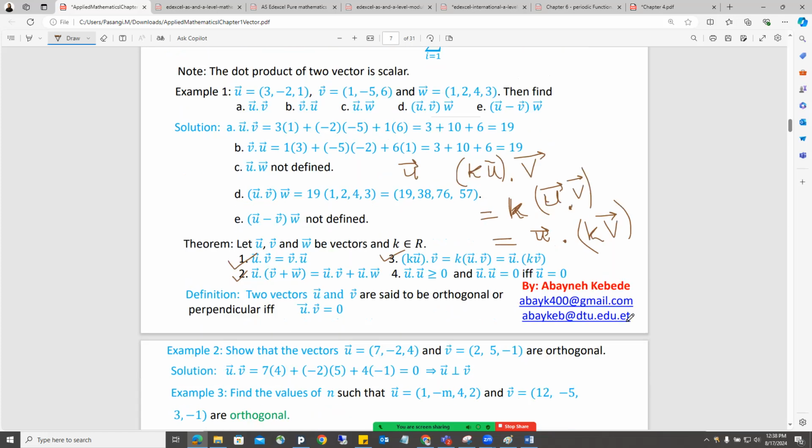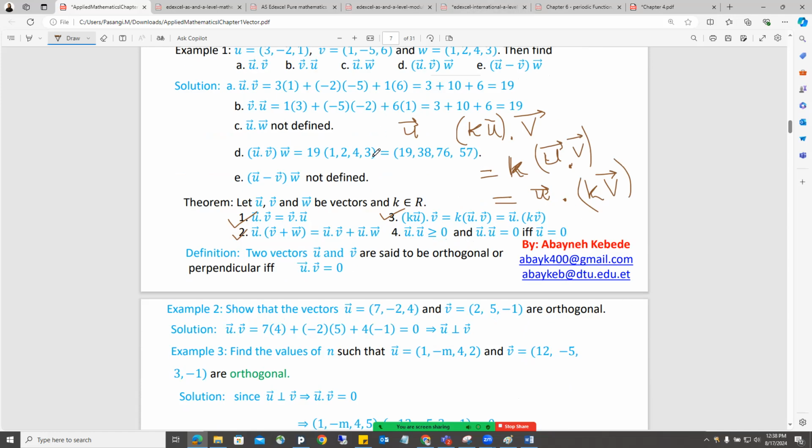And the fourth one, there we have u dot u. So what do you think u dot u would be? What would be the value?